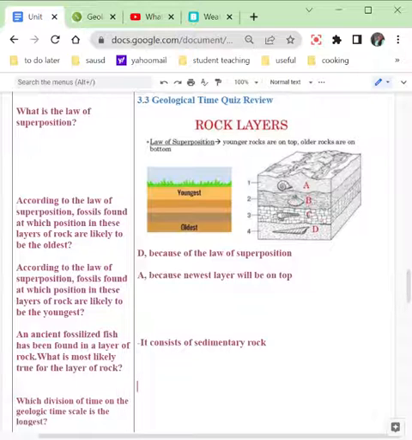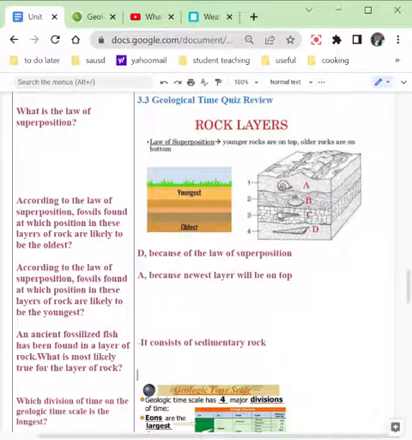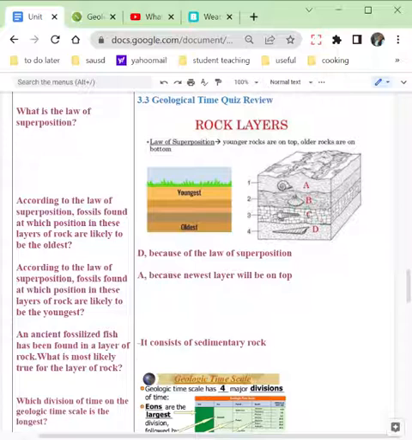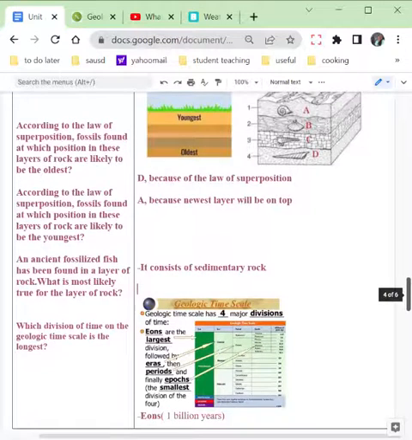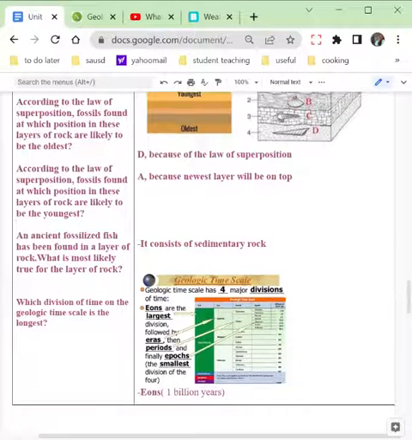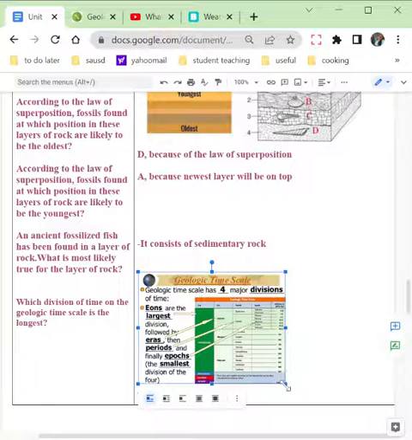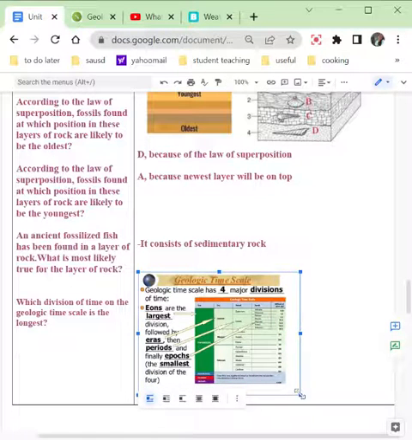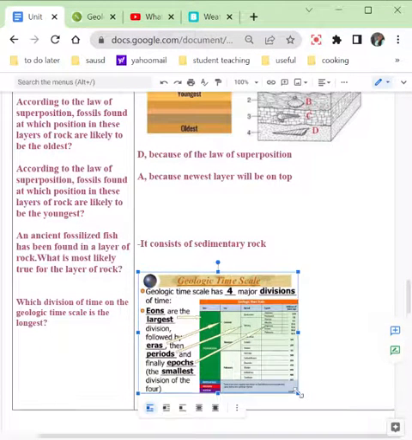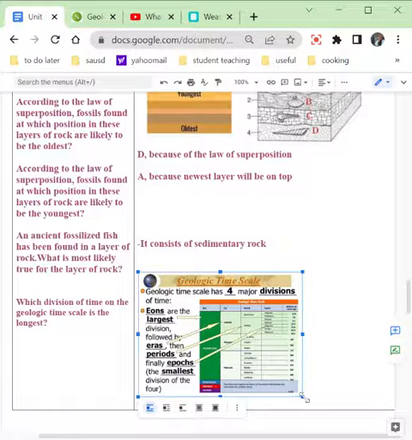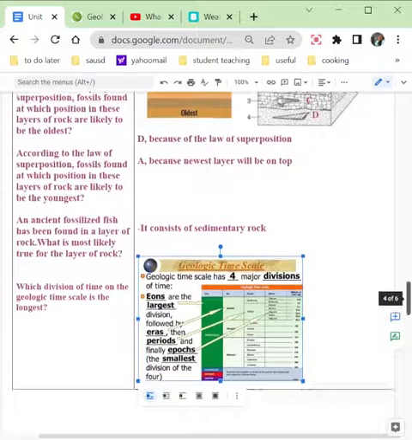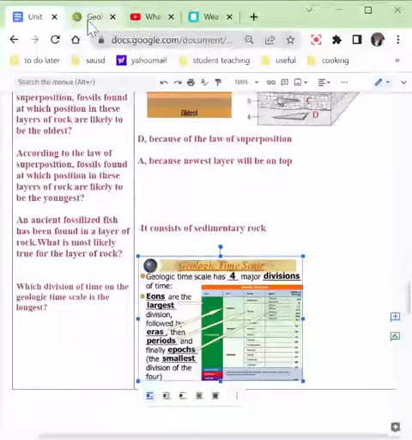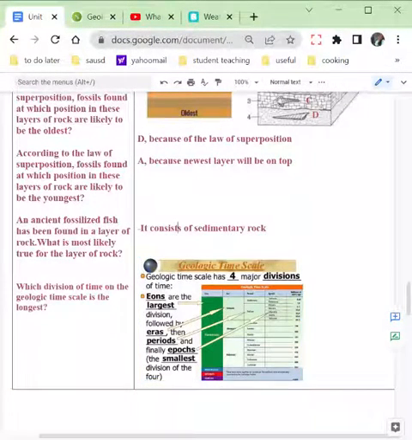So this might give you a better idea of how old these fossils might be. So move down a little bit. So first, we'll go over the geological time scale. That's what scientists use to measure how old the Earth is and how long ago fossils might be.